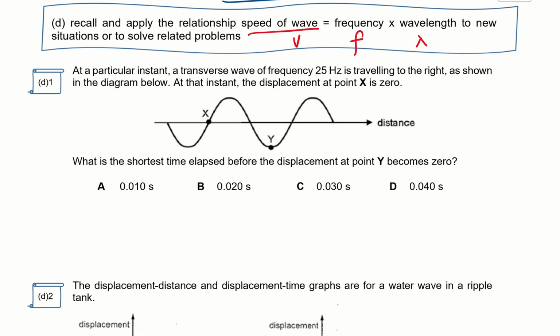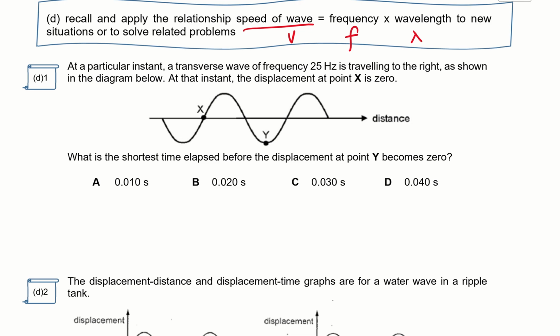Okay, so let's look at question D1. At a particular instance, a transverse wave of frequency 25 Hz. So for us, we try to map the values to the physical quantity. So in this case, it is F. It is traveling to the right. That means now I know the direction of the wave. And if you know the direction of the wave, so later you can actually draw the next wave.